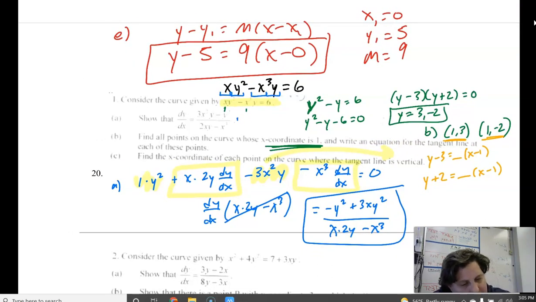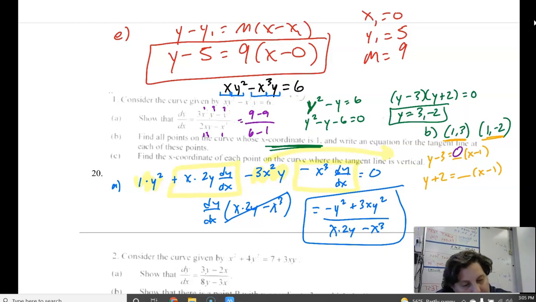I'm majorly running out of room here. Into the derivative, I'm going to plug in 1, 3. When x is 1 and y is 3, I get 9 minus 9 over, it doesn't really matter, but I'll finish it anyways, 6 minus 1. So I get 0 over 5, so I get 0.